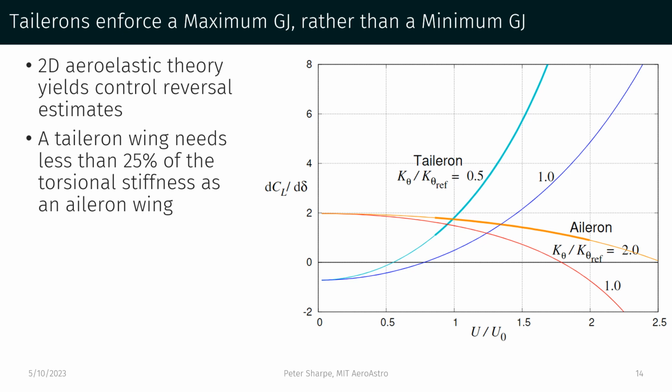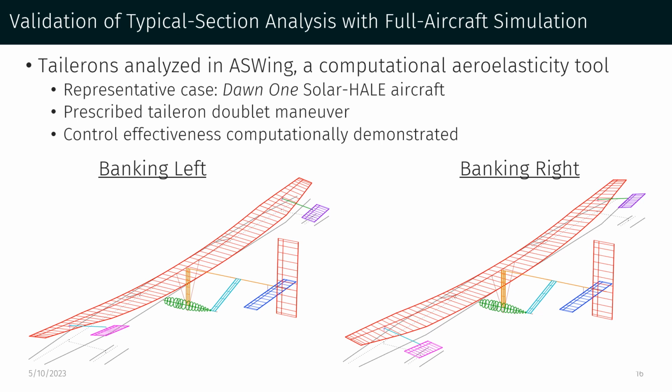You're deliberately operating in this control reversed case. So a taileron wing needs less than 1/4 the torsional stiffness of an aileron wing, which ultimately saves lots of wing weight. The second main contribution of the paper is validating this typical section 2D analysis with full aircraft simulation.